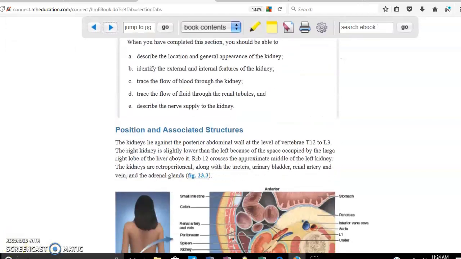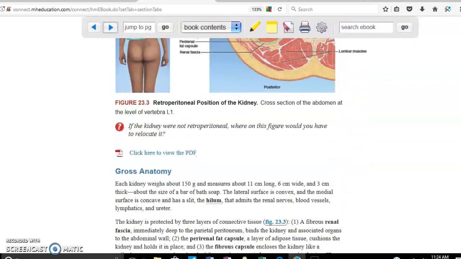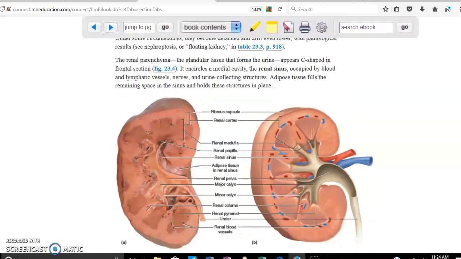Kidneys are located in the abdomen behind the peritoneum, therefore they are considered retroperitoneal organs. If you cut the kidneys in half, you're going to see these structures in there. The outside, this is the cortex. It's covered by a capsule. If this is the cortex, then this part is the medulla.